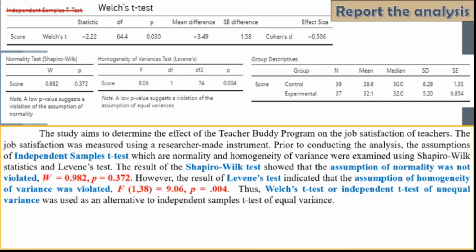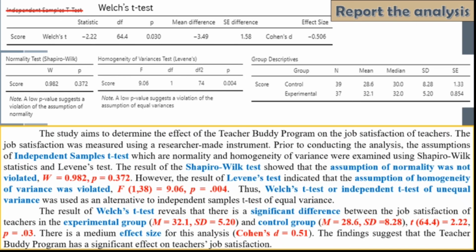The results of the Shapiro-Wilk test show that the assumption of normality was not violated, represented by the given values. However, the result of Levene's test indicated that the assumption of homogeneity of variance was violated, represented by the given values. Thus, Welch's t-test or independent t-test of unequal variance was used as an alternative to independent samples t-test of equal variance.